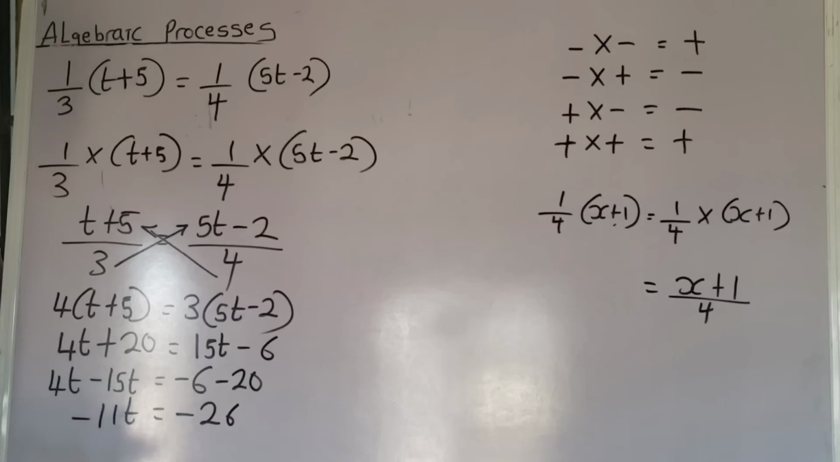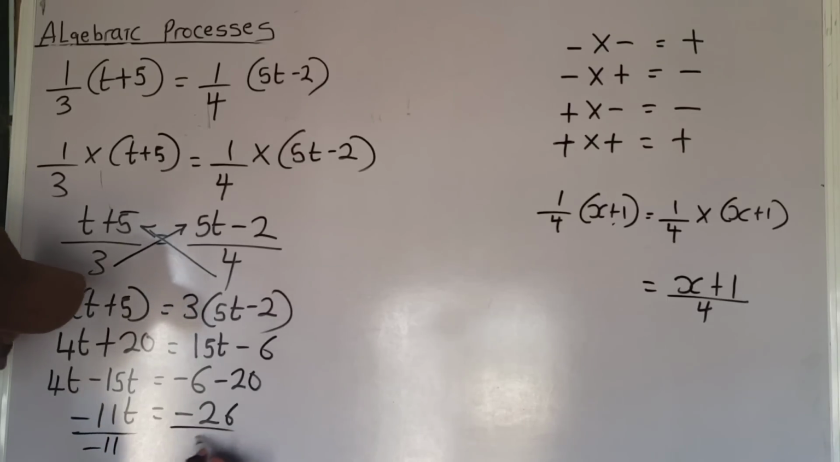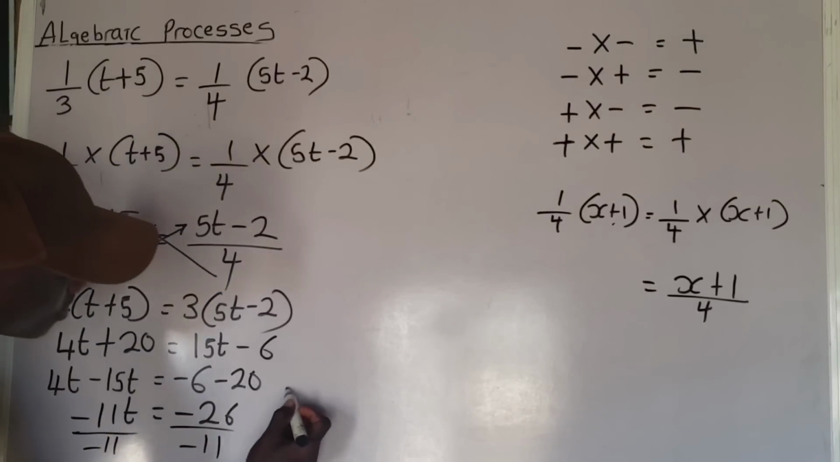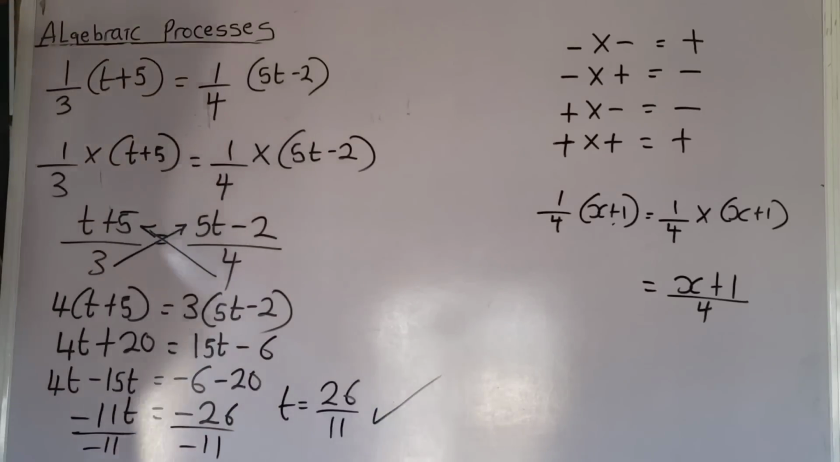So I'm going to have here negative 26, because negative 6 negative 20 is negative 26. So the next step here is to divide both sides by negative 11. So I'm going to have this over negative 11, this over negative 11. So t will be equal to 26 over 11. That is the final answer. Do you understand? Okay, let's have the second question.